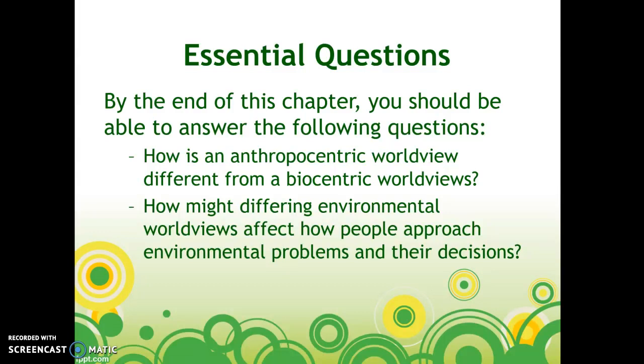So our essential questions for this chapter, again, haven't changed since 25.1. They are, how is an anthropocentric worldview different from a biocentric worldview? And how might differing environmental worldviews affect how people approach their environmental problems and their decisions?